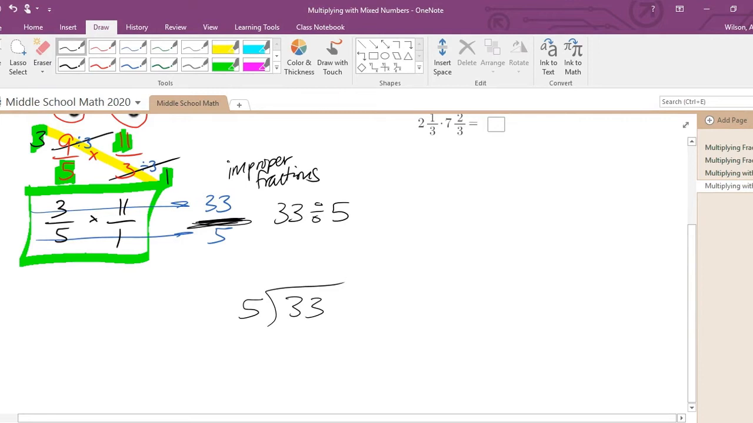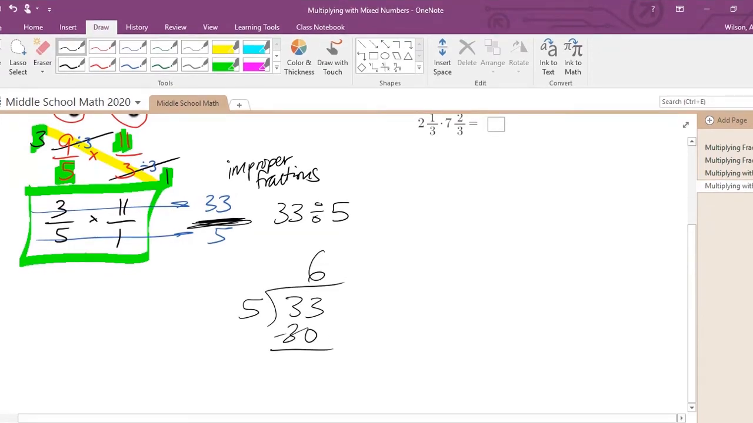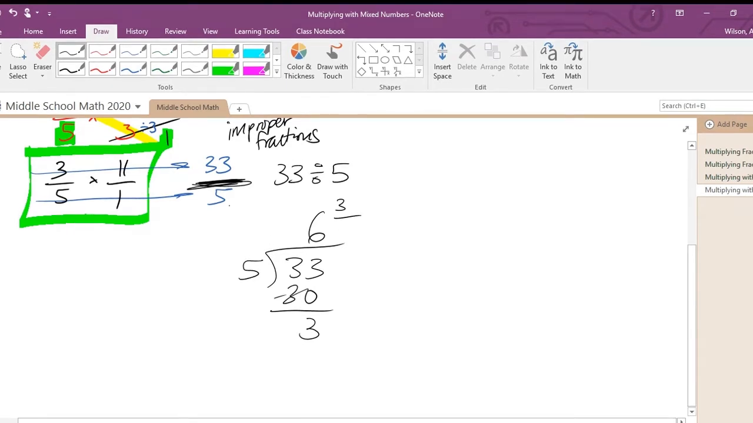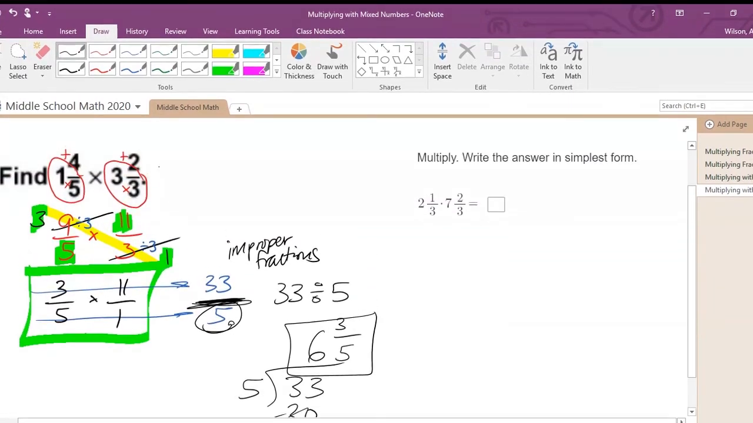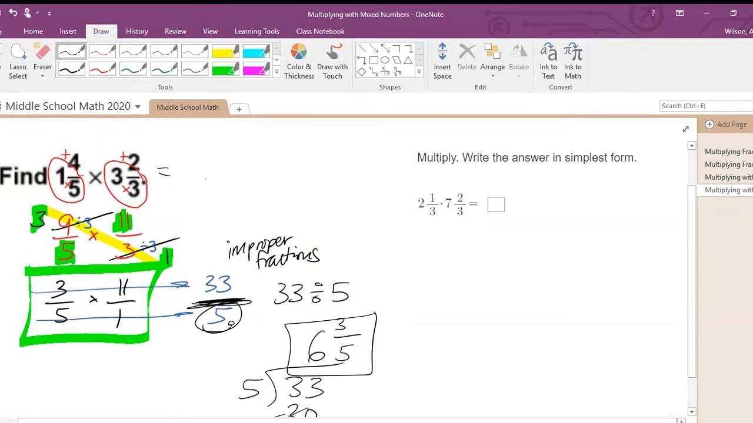5 goes into 33 6 times, and 6 times 5 is 30. And then 33 minus 30 is 3. So that becomes your numerator, and the denominator stays the same. So right there, it's a 5. So the correct answer is 6 3/5. That is the product. So 1 and 4/5 times 3 and 2/3 is 6 3/5.